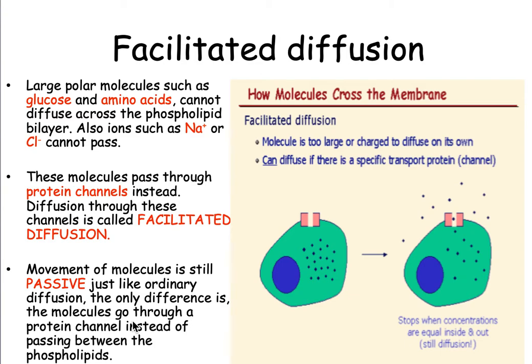These molecules pass through a protein channel instead. Diffusion through these channels is called facilitated diffusion. Movement of the molecule is still passive, just like ordinary diffusion. The only difference is the molecule goes through the protein channel instead of passing through the phospholipid.